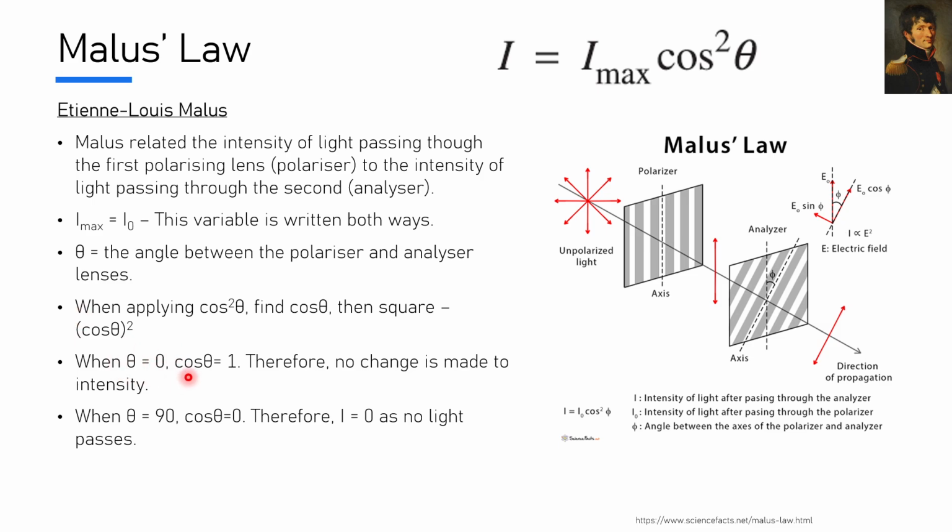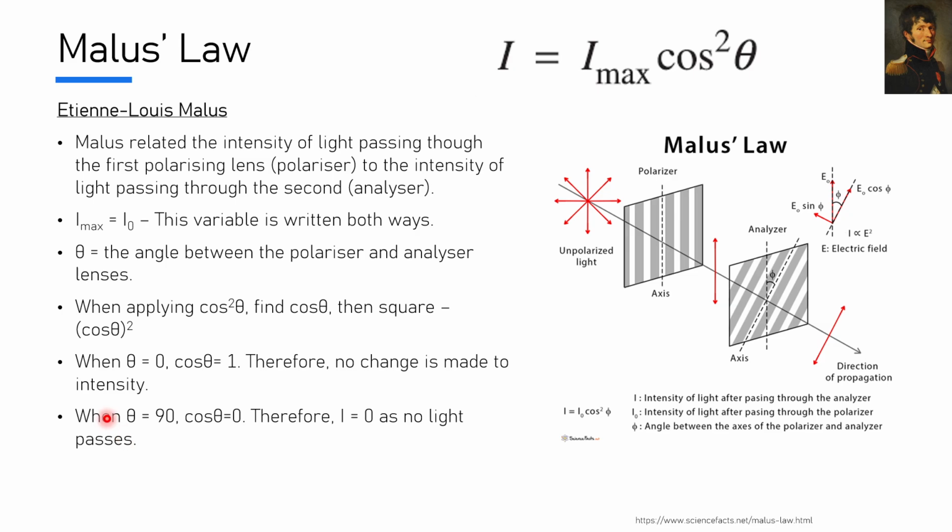If theta is equal to 0, then cos theta is equal to 1. Essentially, what that means is there is no change made to intensity. What that would mean is that the polarizer and analyzer would run in the same direction as each other, which means as light passes through the polarizer and it's oscillating vertically, when it comes to the analyzer, because it's also pointing in the same direction, there's going to be no additional blockage. Therefore, essentially, I max times 1, or 1 squared, is I max. There'll be no change to intensity.